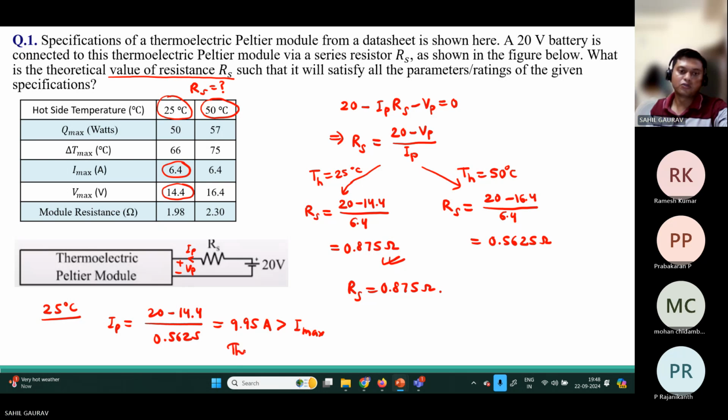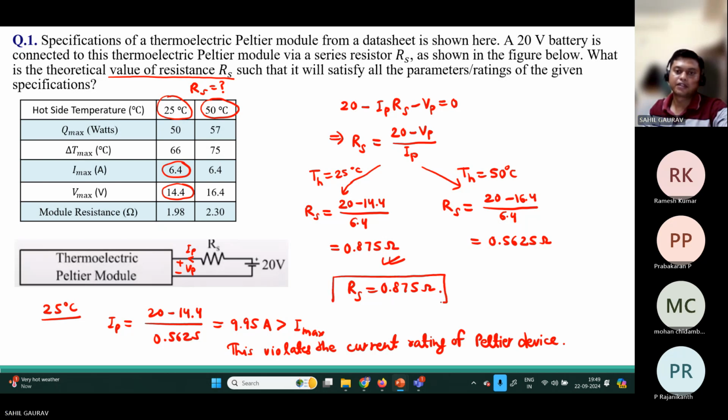So this violates the current rating of the Peltier device. This violates the current rating of the Peltier device. Therefore, we have selected RS equal to 0.875 ohm as the answer.